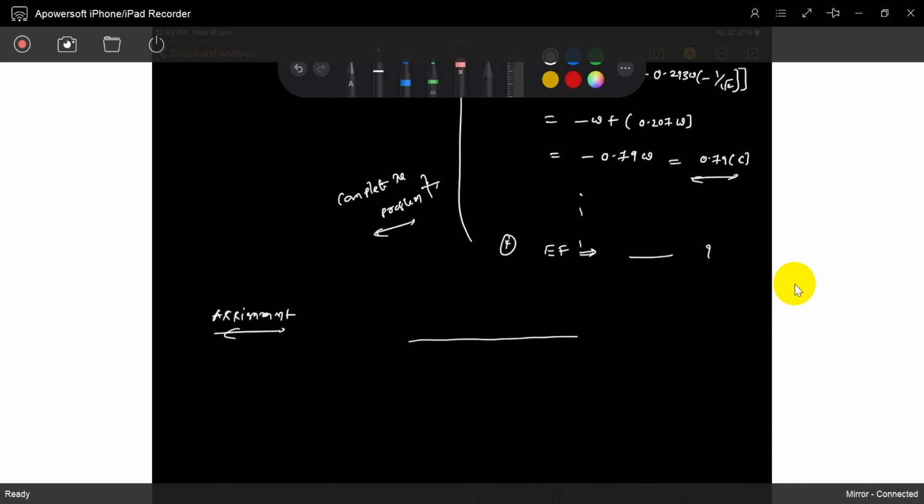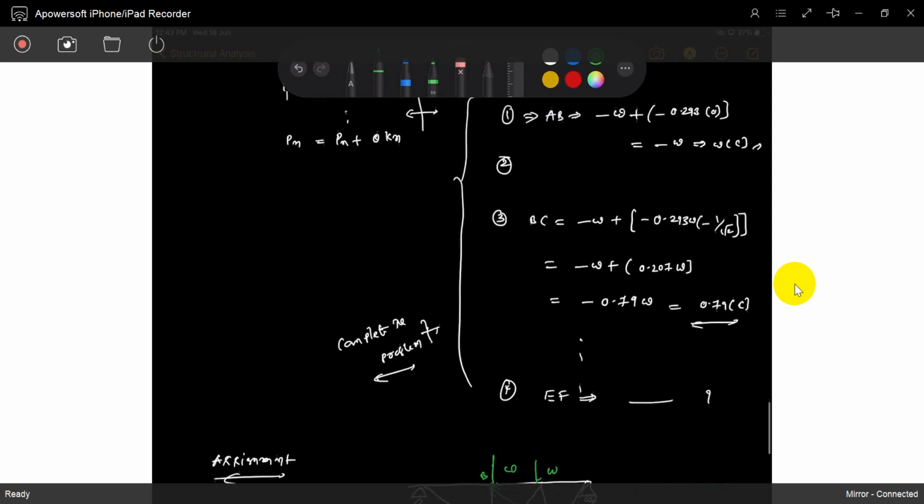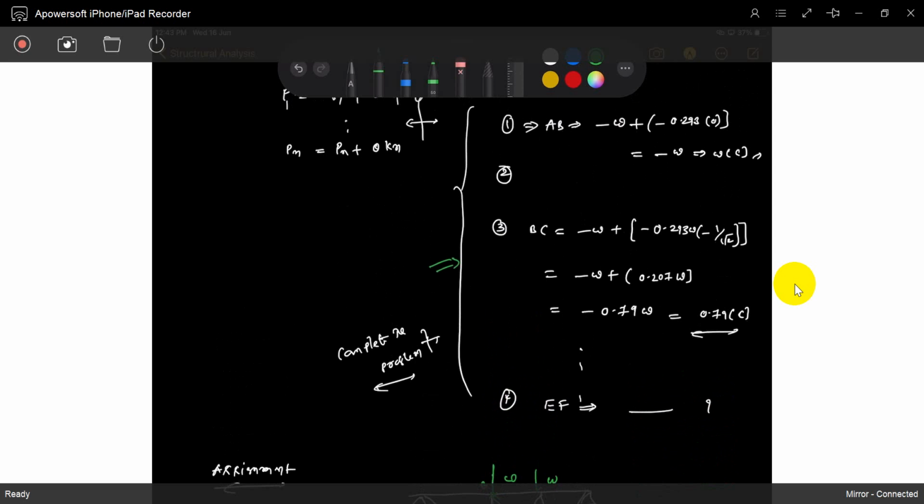Same problem. Now take this member as redundant. That is BF. BF is redundant. Take it, so take W. BF is taken as a redundant. Try to check whether these final forces come out as the same answers or different answers. Obviously it will come out the same.